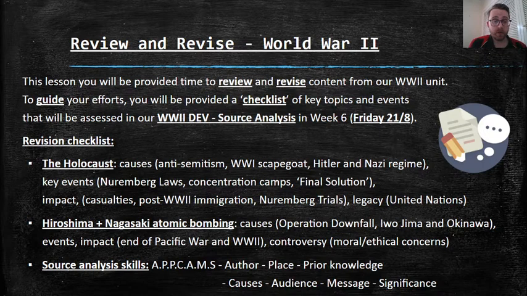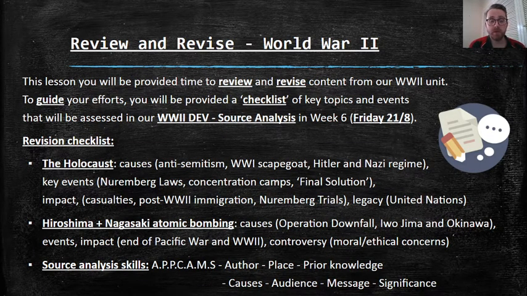For the Holocaust, you're looking at the causes, so anti-Semitism. After losing World War I, some Germans blamed the Jewish people for that loss, and that was started really by Hitler and the Nazi regime, so you'd look at that. Key events, such as the Nuremberg laws brought in by Chancellor Hitler, which basically stripped all Jewish people of their citizenship, of their rights and freedoms. Of course, the concentration camps, the final solution, so turning those concentration camps from labor camps to death camps.